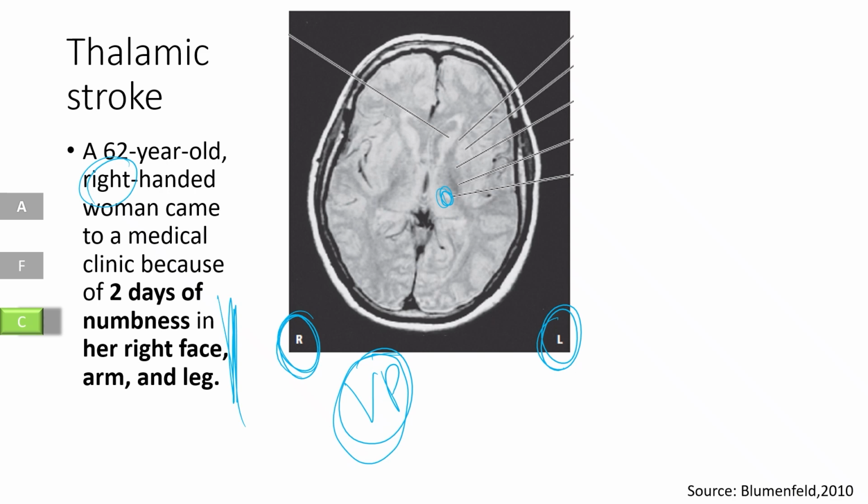You have learned that in physiology in detail. It was decussating in the medulla, in the mid-medulla, and it is going towards the left-sided thalamus. Okay, left-sided thalamus. Don't get confused by this image.